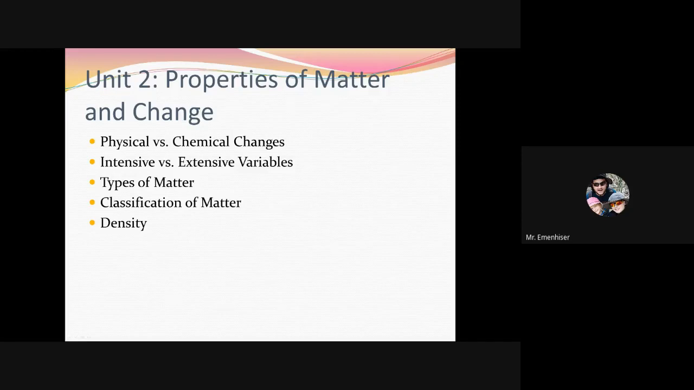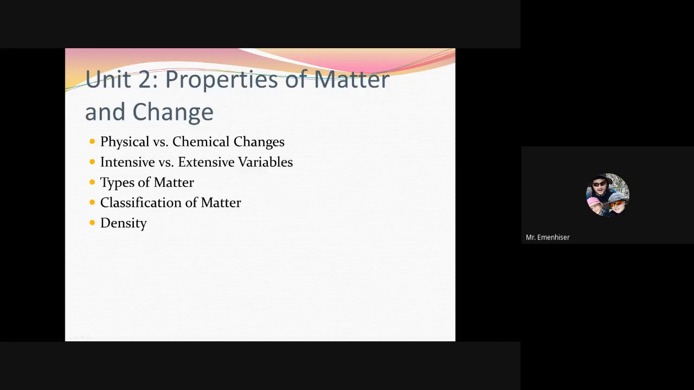So we are starting unit 2, and density is kind of an end-of-unit-1 thing. It's a little bit of both, so it's covered in a little bit of both units. But unit 2 is on properties of matter and change. So here are some things that we'll see in unit 2.